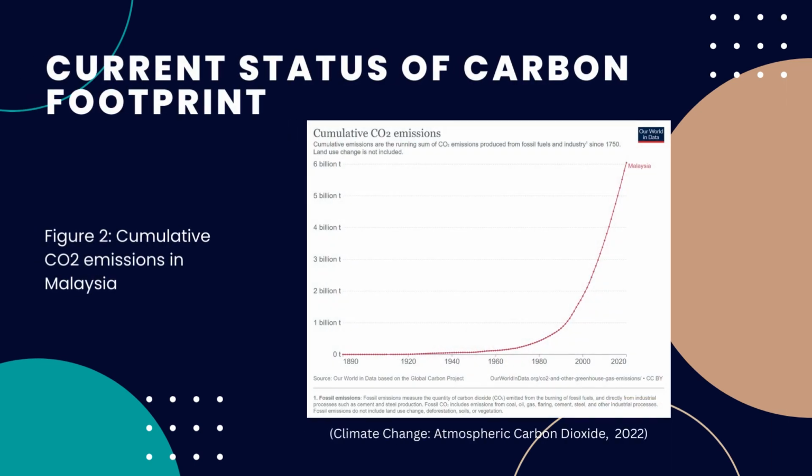Figure 2 shows the cumulative carbon dioxide emissions in Malaysia. We can see that the line is increasing every year. This is because the total carbon dioxide emission produced in Malaysia increases every single year. For example, it increases by around 1 million tons of carbon dioxide every year.